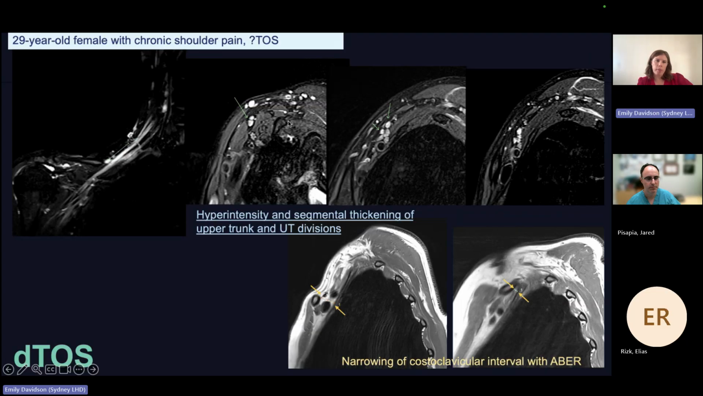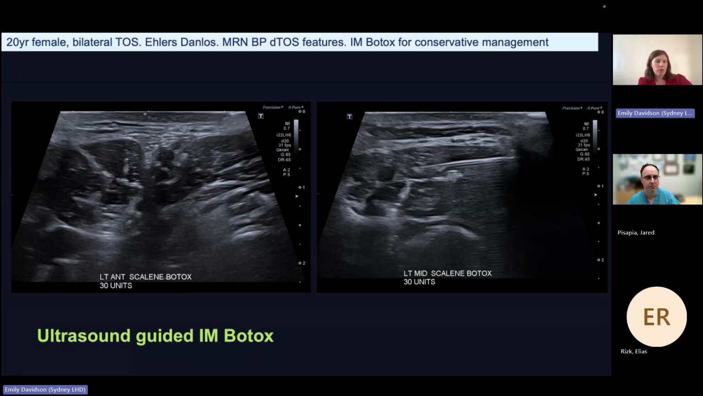We see signal hyperintensity and enlargement of the upper trunk and the upper trunk divisions. And then when we go and look at those dynamic views, we can see that there's a significantly narrowed costoclavicular interval. So every time this person puts their arm above their head, they're probably crunching down on that upper trunk. And this is a classic pattern that we see. And this might be a patient that we would recommend for intramuscular Botox injection.